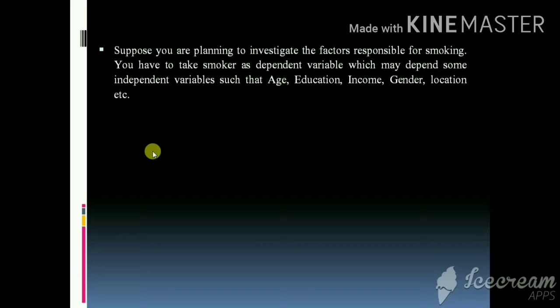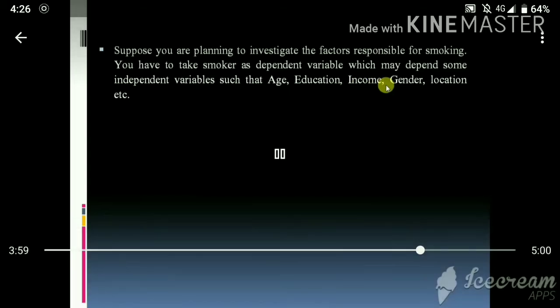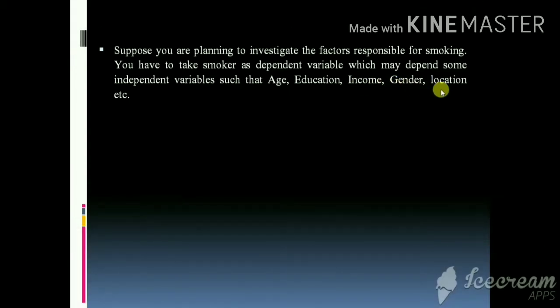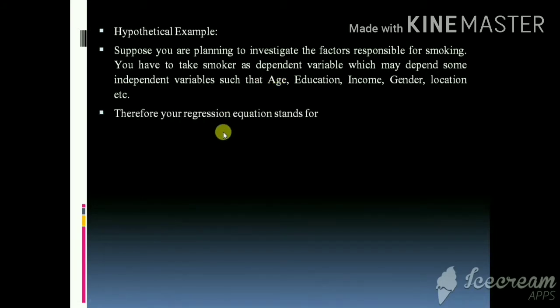Now, I am showing how we can formulate such a model. Suppose you are planning to investigate what factors are responsible for smoking. So you take smoker as the dependent variable, which may depend on some independent variables. Let us assume these independent variables are age, one of the important factors, similarly education, income of the respondent, gender, and location, whether it is a rural area or urban area. So we are assuming that these factors may be responsible for the decision of smoking. This is a hypothetical example.